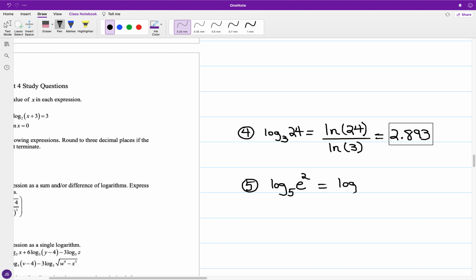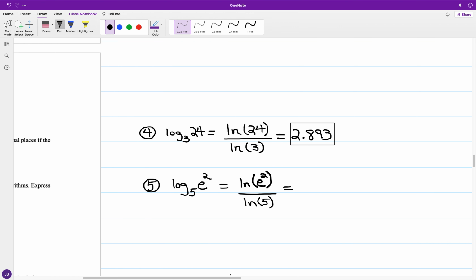So we could say that we have, and we can apply, let's see, the natural logarithm, since I already have the e present. So we can say we have the natural logarithm of e squared, all over the natural logarithm of 5. And just for calculator display purposes.